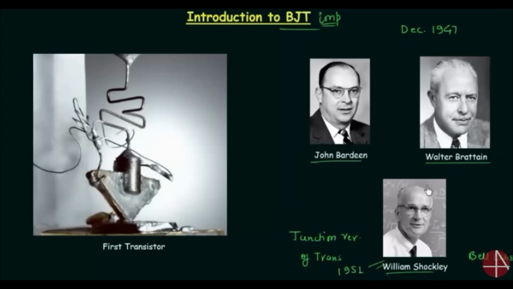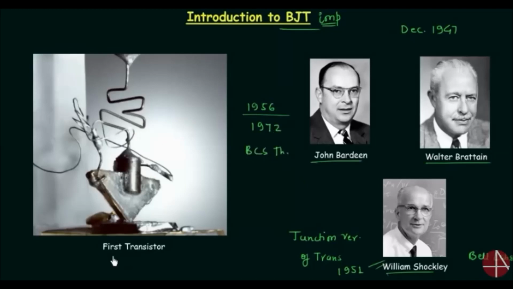They received the Nobel Prize in 1956 for the invention of the transistor. John Bardeen is the only physicist who received the Nobel Prize in Physics two times. The first one was in 1956 for the transistor. The second one was in 1972 for BCS theory.